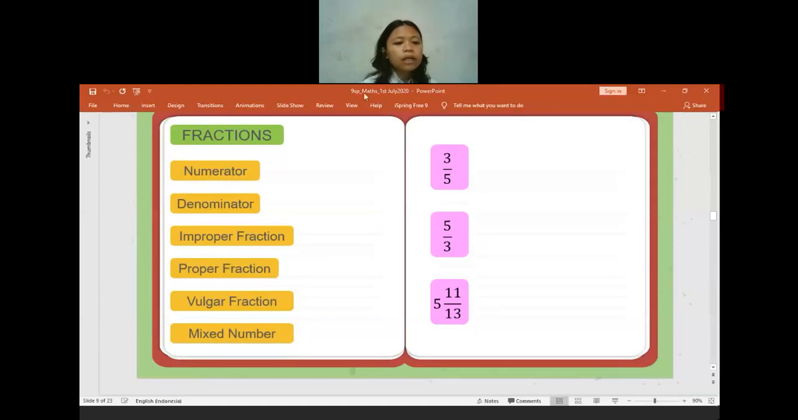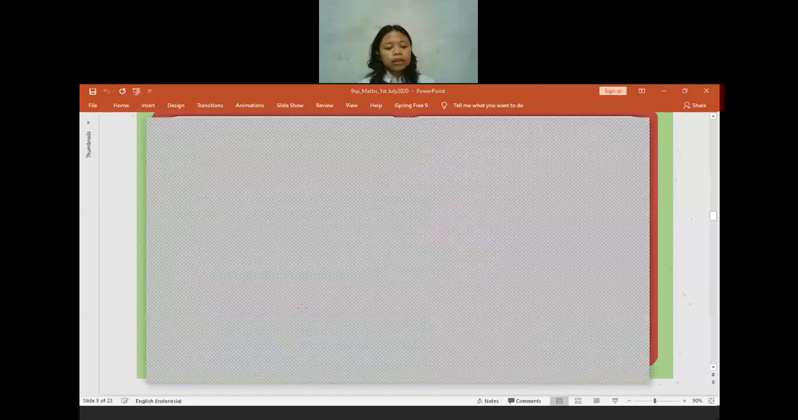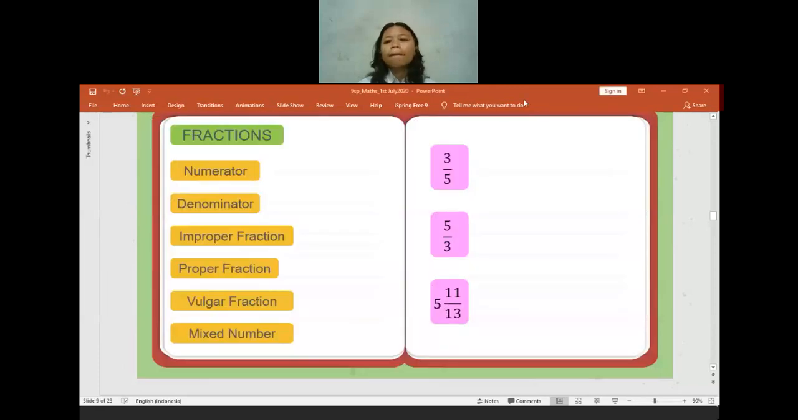Okay, if you have no difficulties, let us continue to fractions first. Does anyone still remember about numerator and denominator? Which one is the numerator?